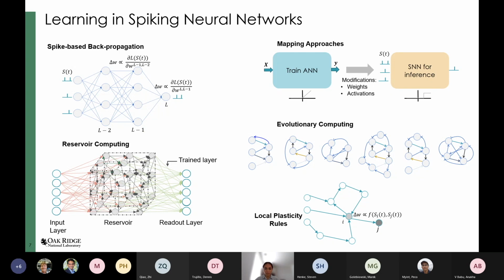And the last one that we look at is again a neuroscience-inspired rule, which is the local plasticity based rules. So this is also a neuroscience based rule where only the weights are adjusted based on the activities of the connecting neurons. This also I'll be going into detail in my further slides.